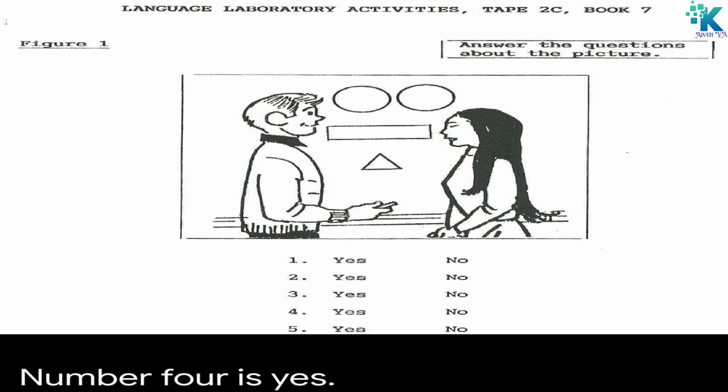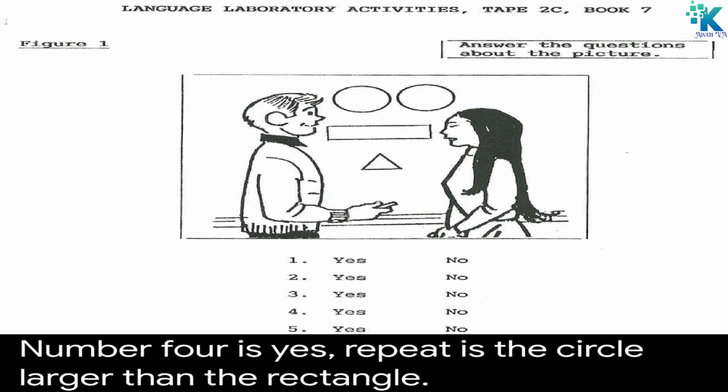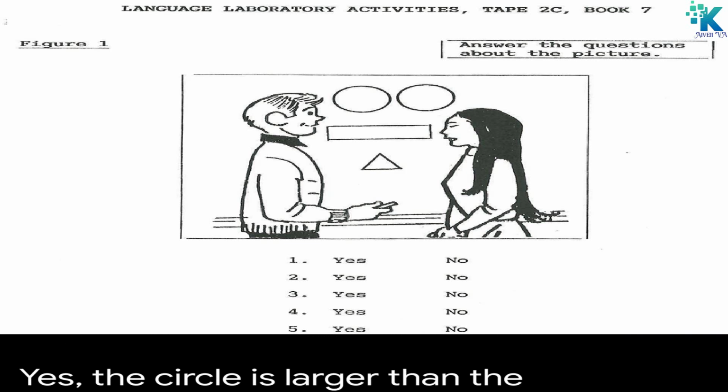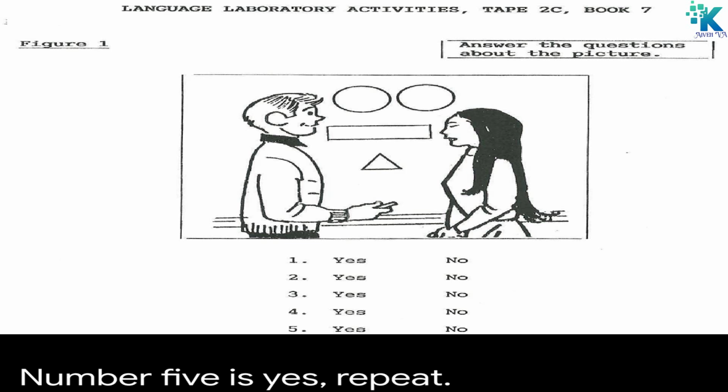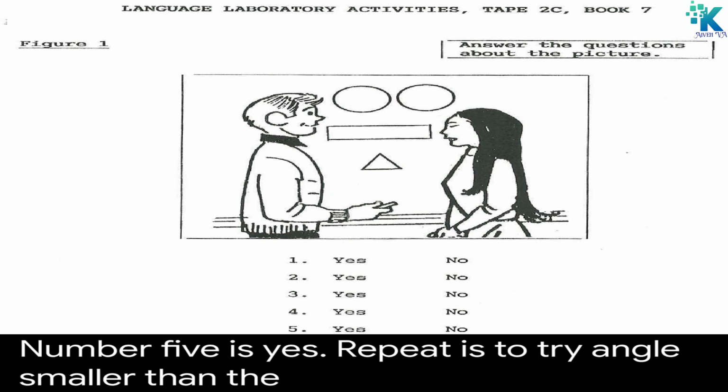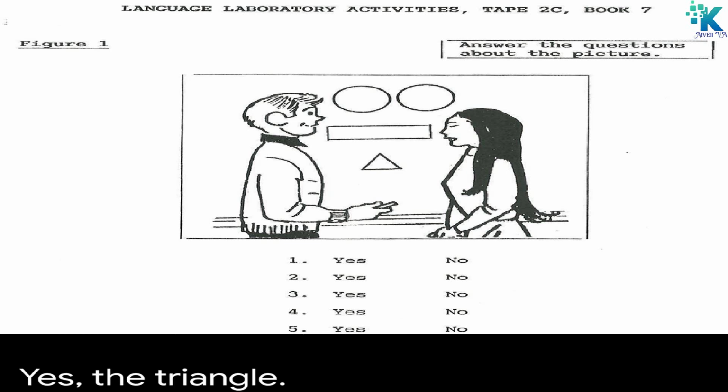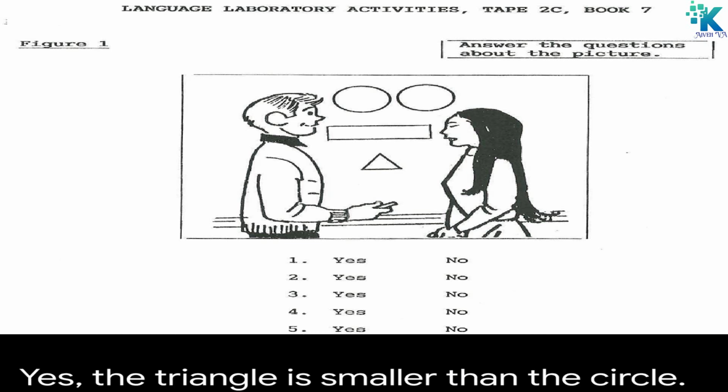Number 4 is yes. Repeat. Is the circle larger than the rectangle? Yes, the circle is larger than the rectangle. Number 5 is yes. Repeat. Is the triangle smaller than the circle? Yes, the triangle is smaller than the circle.